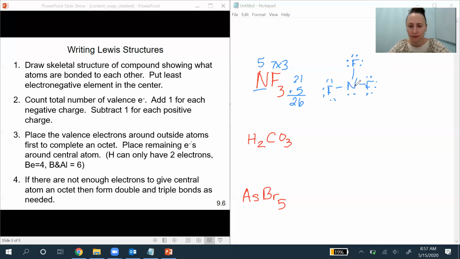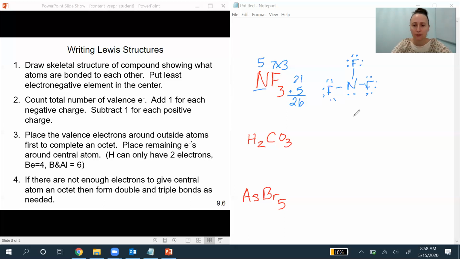All right, now I double check that each atom has an octet, and it does, and this is the acceptable structure for nitrogen trifluoride.